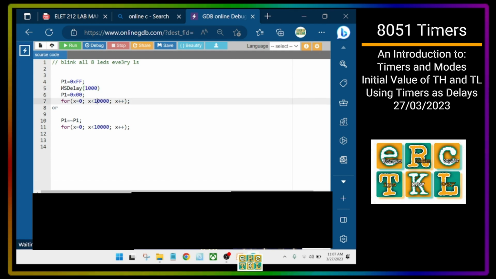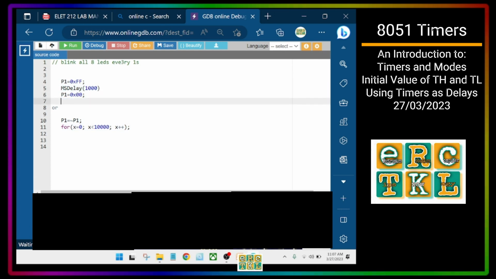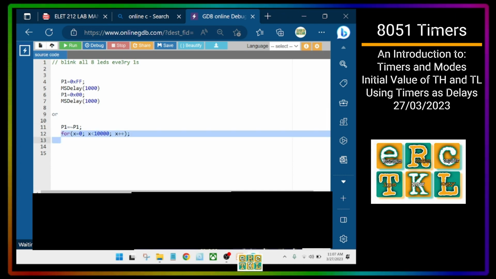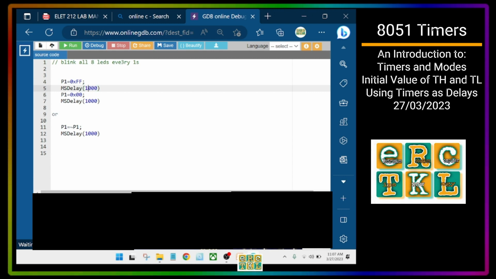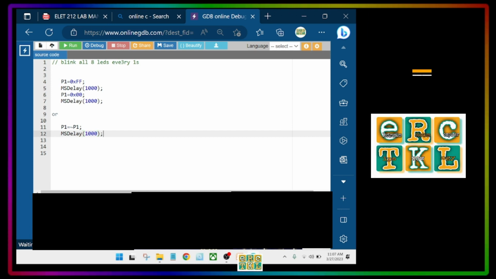Why did I put 1,000? Because 1,000 means 1,000 milliseconds. So, this is another technique, right? Can you understand or no? I can use for, or I can use MS delay. Correct? So, I can also put it here. MS delay, right? Any question? Any problem? No problem. Now, we are talking about timer delay, which is exact.